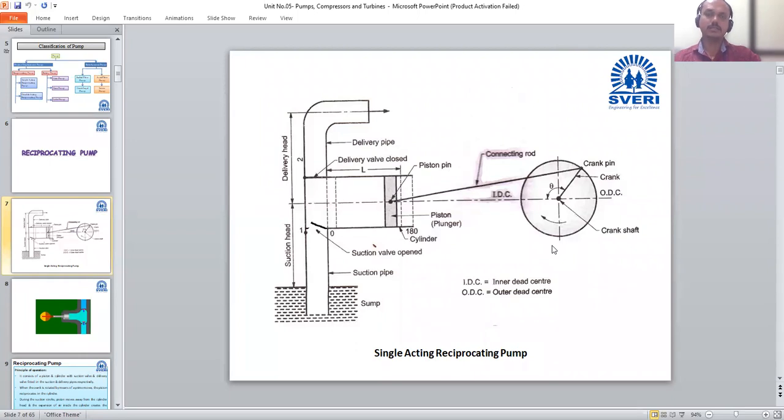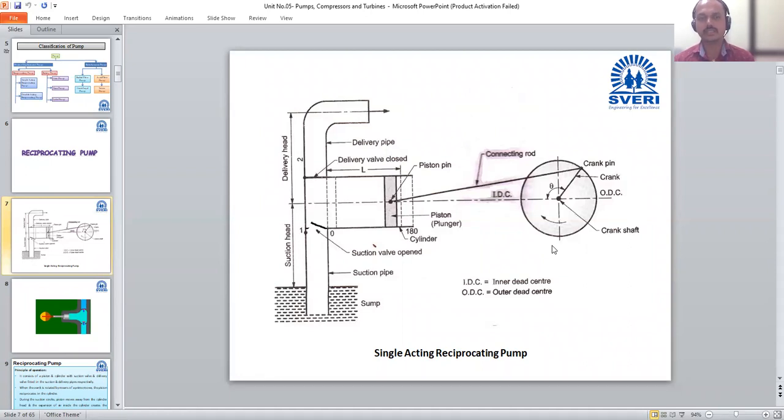Schematic means representative diagram. It is not actually as it is. For example, if we want to draw an aeroplane, we draw it simply as per its structure. So this is the sectional view. Most of the diagrams are sectional views of those devices.